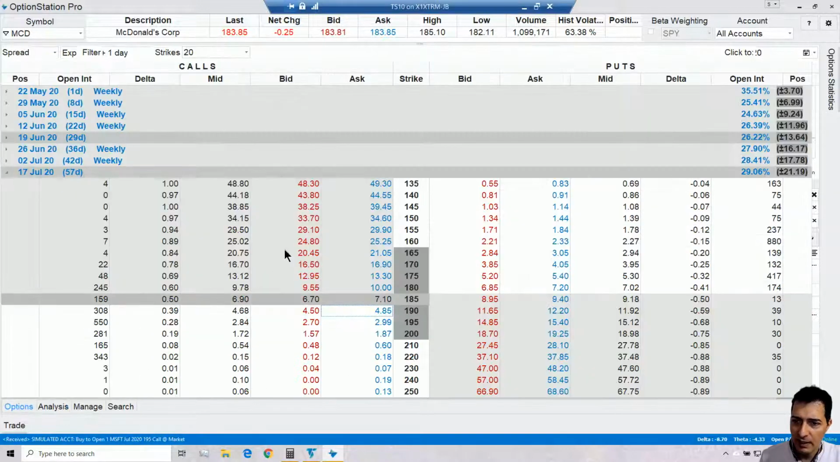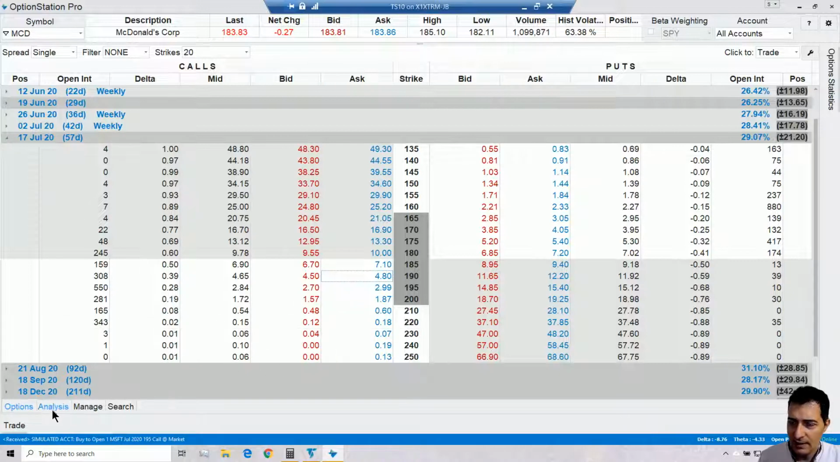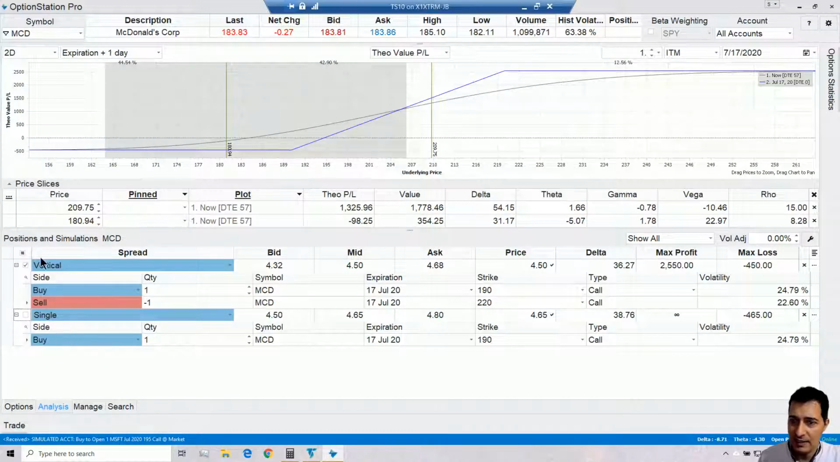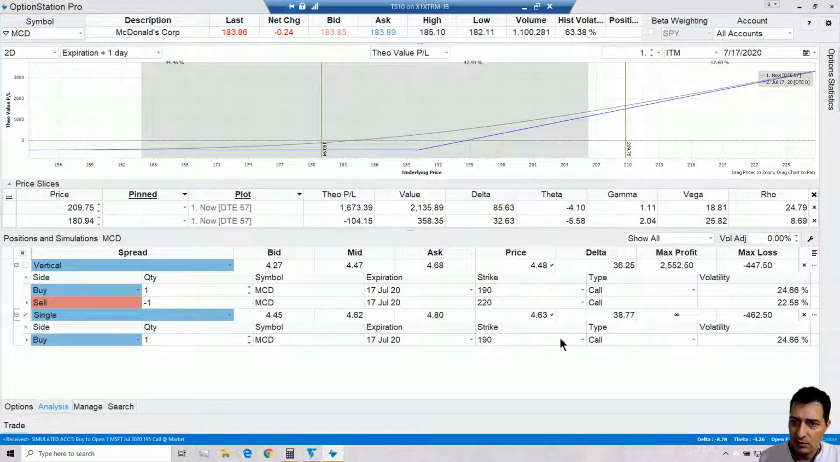Let me see what we have in the option chain here. If we go to 230, 240, well, absolutely not. Even the 220 is only paying 12 cents. So that's going to make no sense. And this is a case where I believe doing a single option is better. So if I do a single option and I pick the 190 strike, here we go.